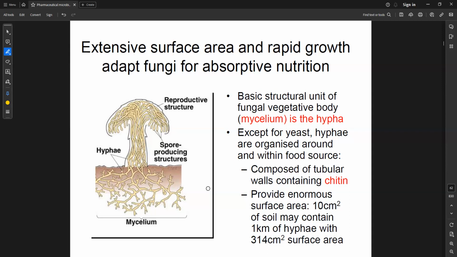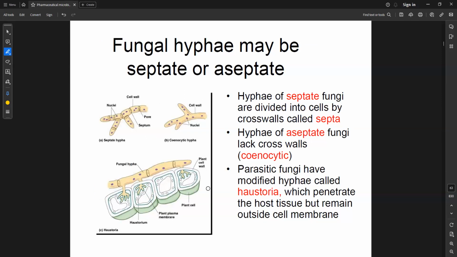So the basic structural unit of fungal vegetative body is a hypha, or in multiple, hyphae. Except for yeast, hyphae are organized around and within a food source composed of tubular walls containing chitin. We've also seen chitin again in bacteria. So they provide an enormous surface area. So fungal hyphae may be septate or aseptate. So hyphae of septate fungi are divided into cells by cross walls called septa, which you can see here. And then we have hyphae of aseptate, lack cross walls, and they're coenocytic. Okay.